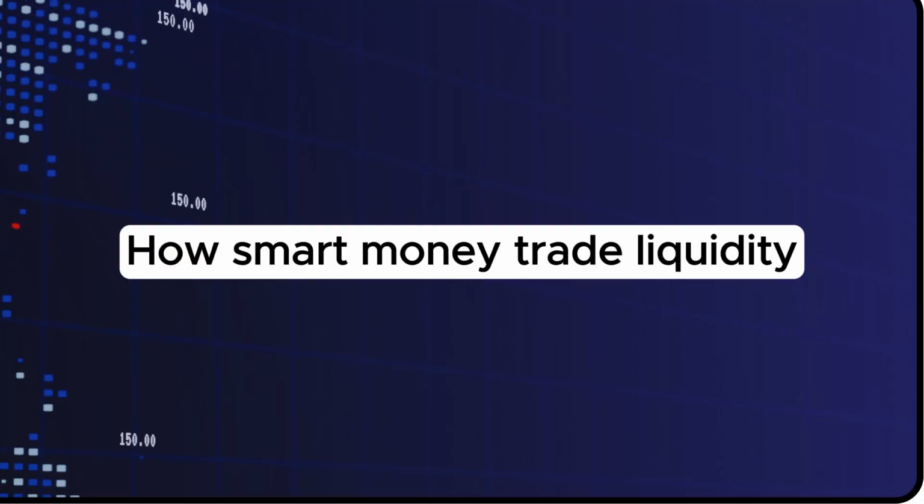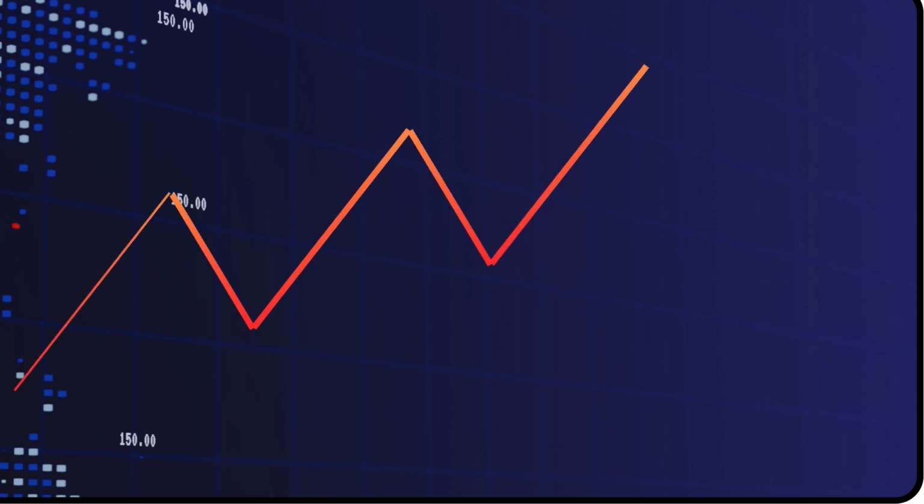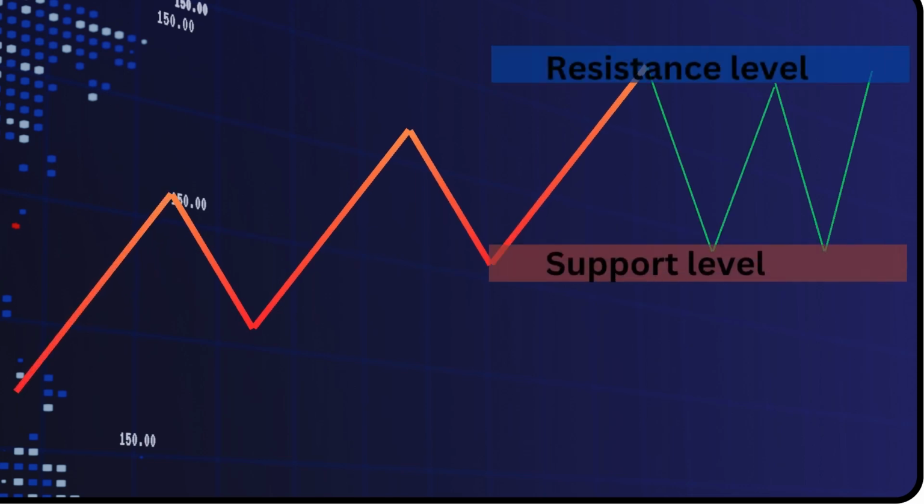So, how do smart money traders use liquidity to their advantage? Well, it all starts with understanding market structure and identifying key levels of support and resistance. These levels are where liquidity tends to cluster, as they represent areas where a large number of buyers or sellers are likely to be waiting. So there are always large amounts of placed orders and stop losses near these support and resistance key levels.